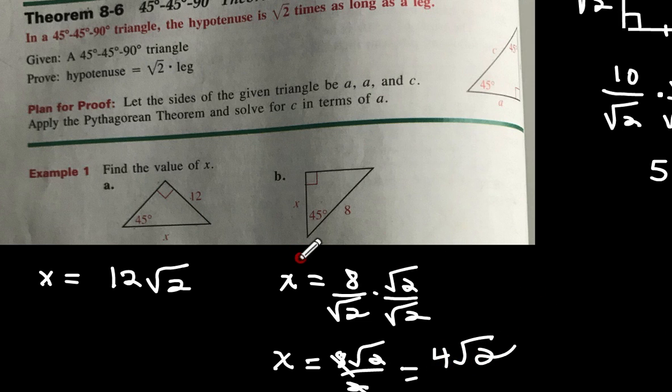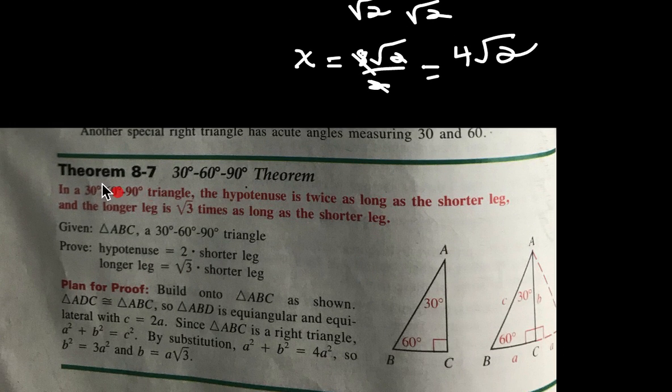So now we're going to move on to the more complicated one, which is the 30, 60, 90 degree triangle. Theorem 8.7 says, in a 30 degree, 60 degree, 90 degree triangle, the hypotenuse is twice as long as the shorter leg. And the longer leg is the square root of 3 times as long as the shorter leg. So it's really important we know which is the shorter leg. The shorter leg is always opposite the smallest angle. So in this 30, 60, 90 degree triangle, the shortest side would be the one opposite the 30, and we're going to call that one x.